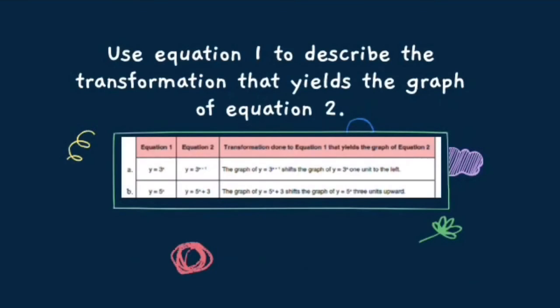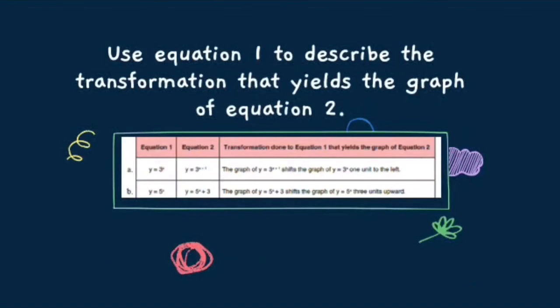Use equation 1 to describe the transformation that yields the graph of equation 2. Equation 1, y is equal to 3 raised to x. Equation 2, y is equal to 3 raised to x plus 1. The graph of y is equal to 3 raised to x plus 1 shifts the graph of y is equal to 3 raised to x 1 unit to the left.